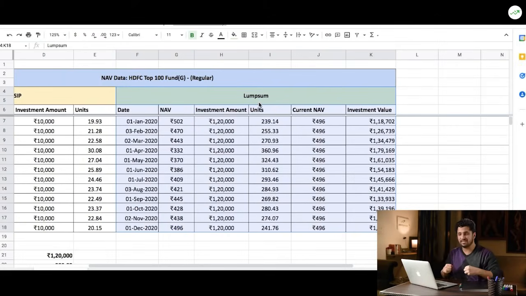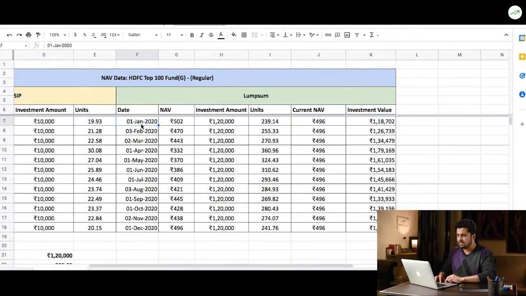So what we've done here is we've taken out the data for this HDFC Top 100 fund. And once again, no affiliations. Okay. So it's a regular fund. And we've taken out this data, and you see the right side of the table, right? That's what we're going to concentrate on right now.